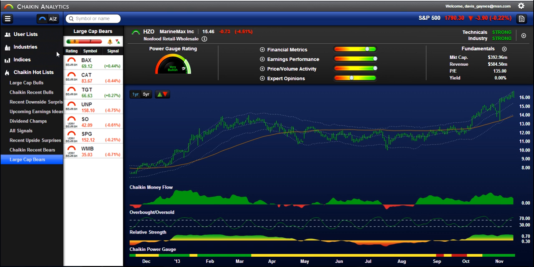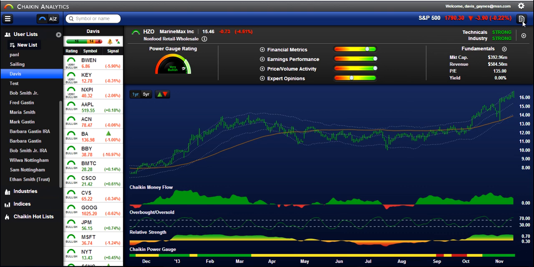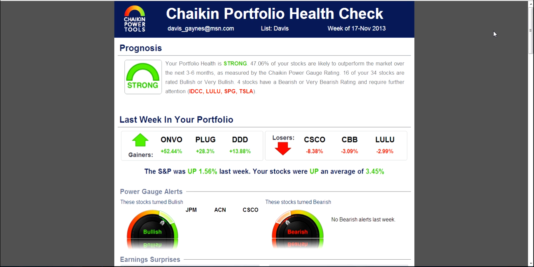The other report that's interesting, and let's go back to take a look at a user list, is what we call Portfolio Health Check. Portfolio Health Check allows you to look at any portfolio, or in effect a list of stocks, through the lens of the power gauge. This is a wonderful way to keep your eye on your portfolio very quickly and make sure that you're keeping your eye on any names that might be set to hurt your portfolio performance.